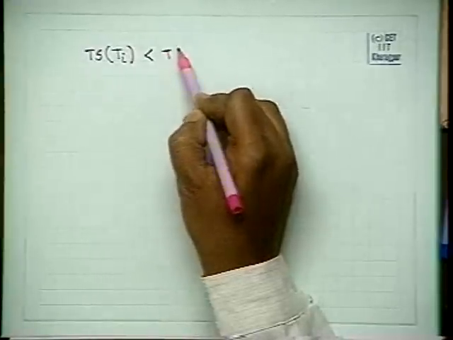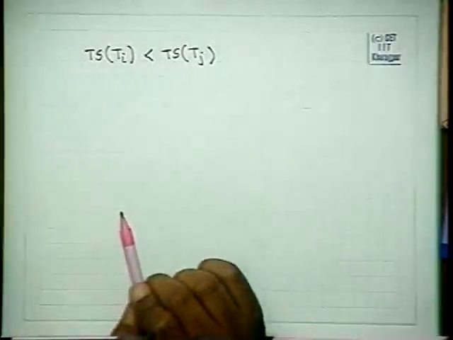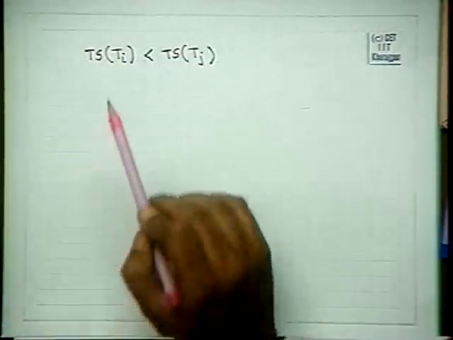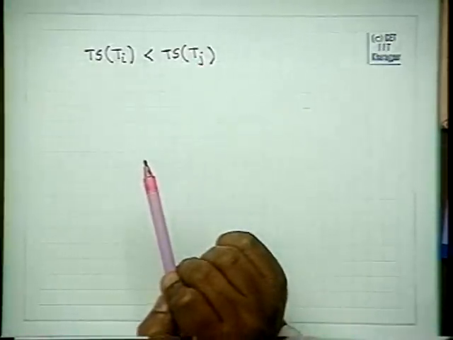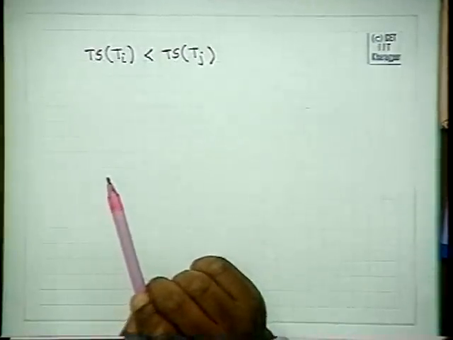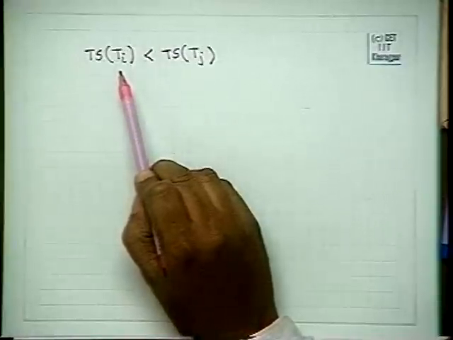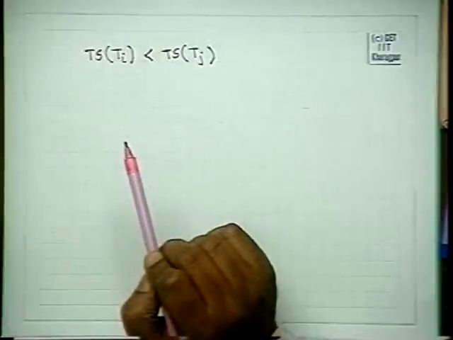Therefore, if we have TS(Ti) less than TS(Tj), we will know that in the system during execution Ti started before Tj. That is the concept of the timestamp TS(Ti). So, for every transaction we have a timestamp which indicates when this transaction started.